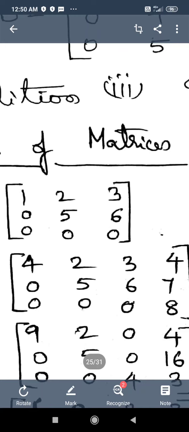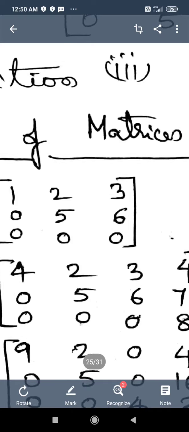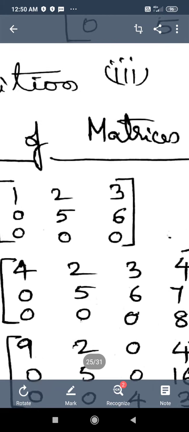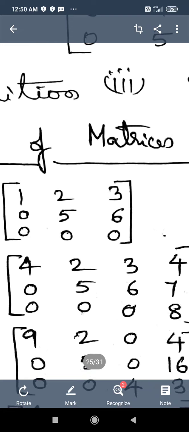And the third condition says that all the elements below the leading elements should be zeros. Here we can see in the first column, the elements below the leading element 4 are zeros, and in the second row 5 is the leading element, and in the second column we can see the elements below 5 are zeros, and in the next column also we can see 3, 6, 0.